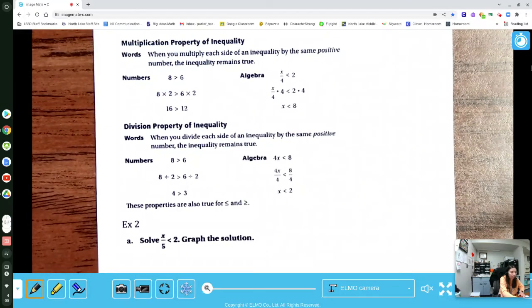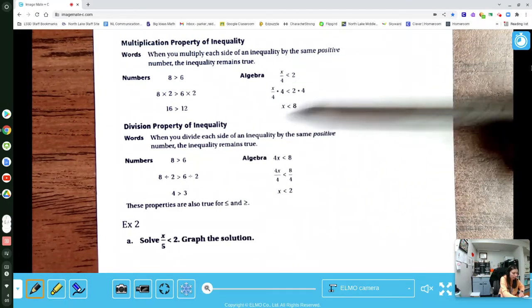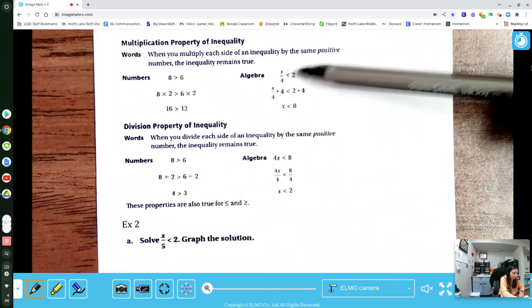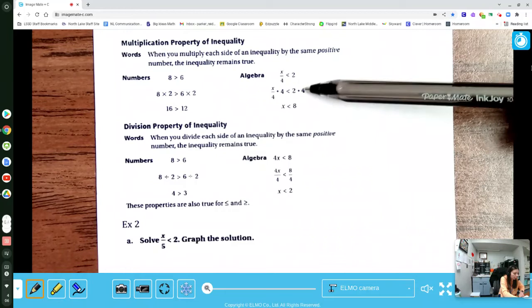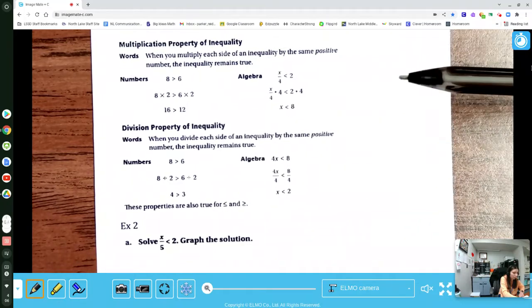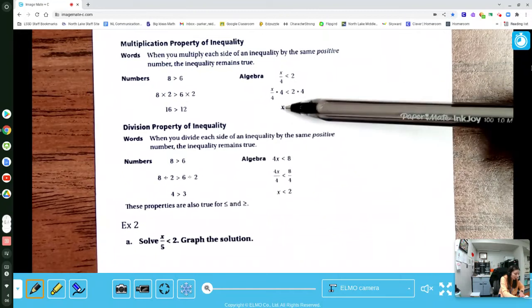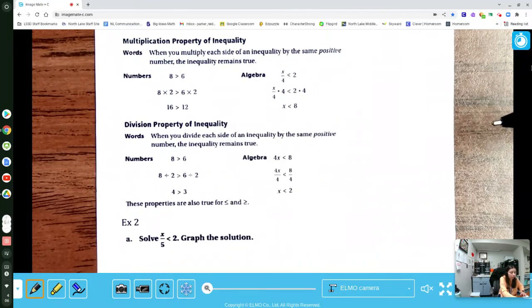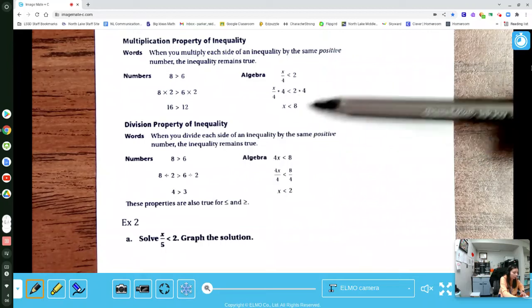And the reason it's important to know this is because it can help us when we have an algebraic inequality, like this one, x over 4, x divided by 4 is less than 2. If I multiply each side by 4, I know that ultimately this inequality below will be true. And I can get the solution x is less than 8. So it can help me solve my inequality because I know I can multiply both sides and still get something that's true.